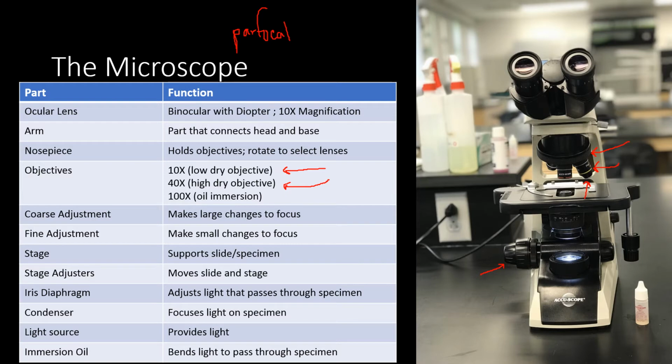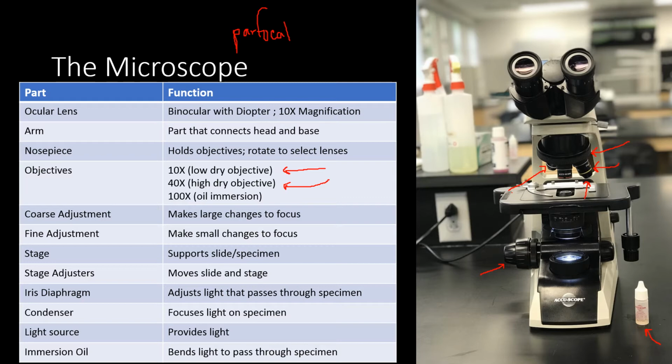Next to that, you can kind of see it back here. This is the oil immersion lens. This provides 1000 total magnification, so 1000x. The lens itself is actually only 100x. But in order to use it, you must use immersion oil. This is the immersion oil that we use in our lab. So we would use that to focus on our specimens.